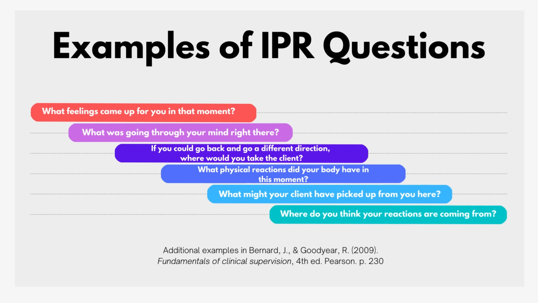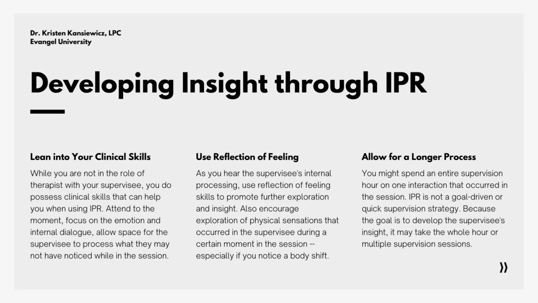So things like, what feelings came up for you in that moment, in this pause, this moment where we hit pause in this session? What was going through your mind right there? If you could go back and go a different direction, where would you take the client? What physical reactions did your body have in this moment? What might your client have picked up from you right here? Maybe there's something the client is sensing from them. And where do you think your reactions are coming from? So again, getting at underneath maybe some countertransference if that's going on. And so again, we're developing insight through this process.